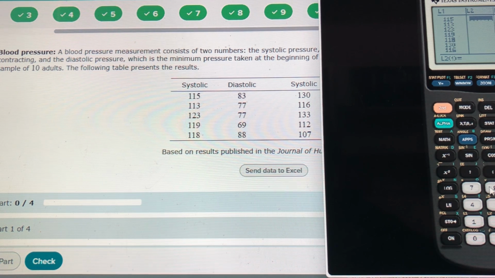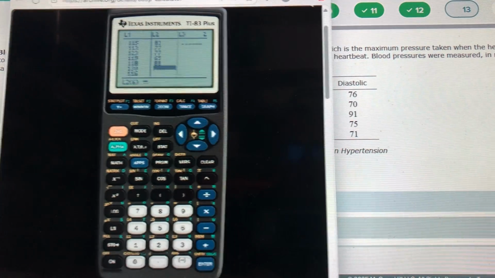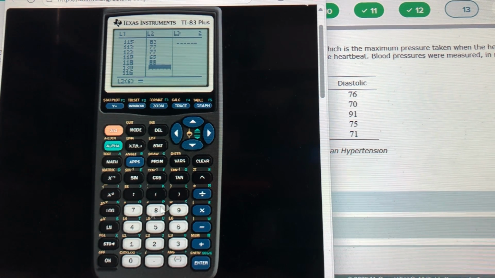So 83, 77, 69 and 88, slide over here. Here's more diastolic here, 76, 70, 91, 75, and 71, and there should be the same amount of numbers in each column. Yes.